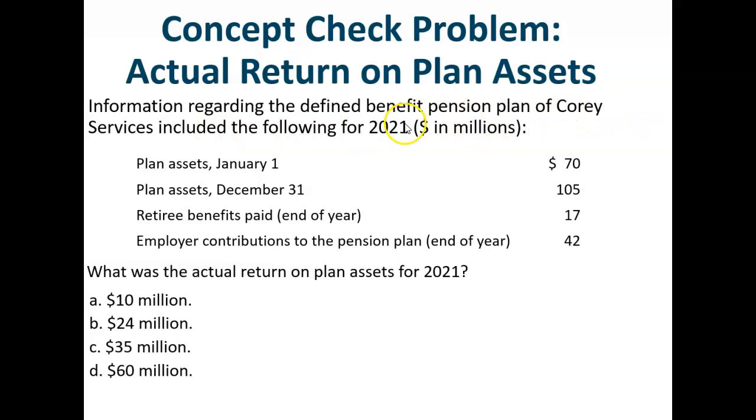Let's work a concept check problem. Information regarding the defined benefit plan of Corey Services included the following for 2021. Plan assets at January 1st were $70 million. Plan assets at December 31st, 2021 were $105 million. Retiree benefits paid were $17 million, and employer contributions to the plan were $42 million. What was the actual return on plan assets for 2021? Please pause the video while you prepare your calculations and choose your answer. Then start the video again to check your work.